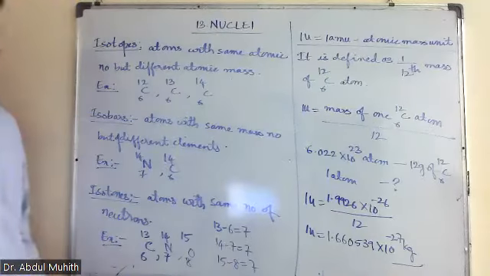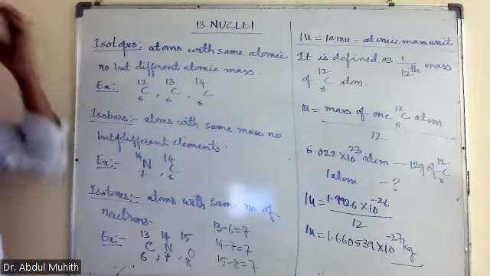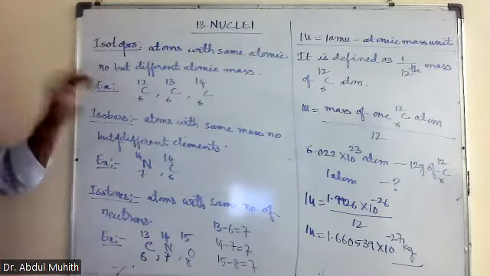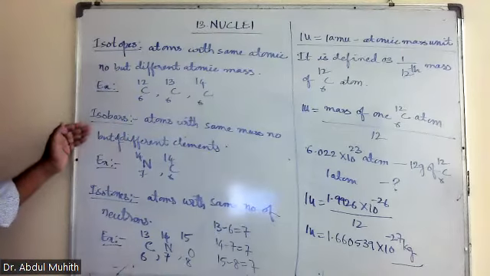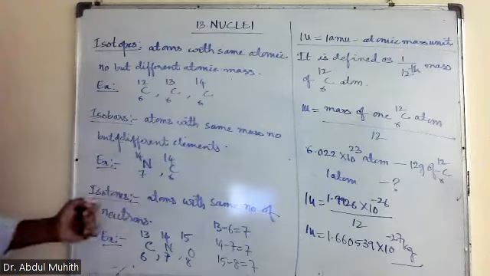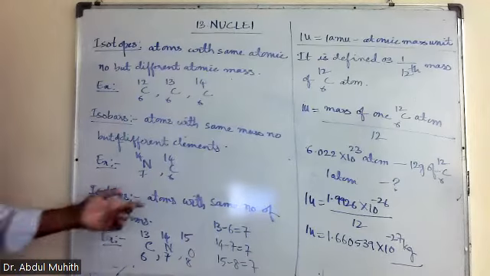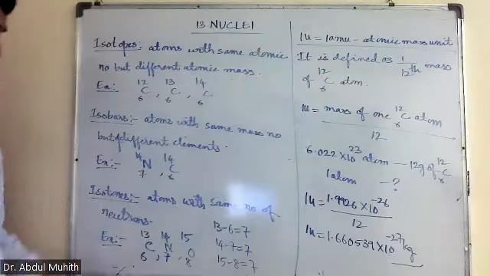Is that clear? So once again, isotopes are atoms with the same atomic number but different atomic mass, for example C-12, C-13 and C-14. Isobars are atoms with the same mass number but of different elements, N-14 and C-14. Isotones are atoms with the same number of neutrons, that is C-13, N-14 and oxygen-15. Just take the difference and we get the number of neutrons.